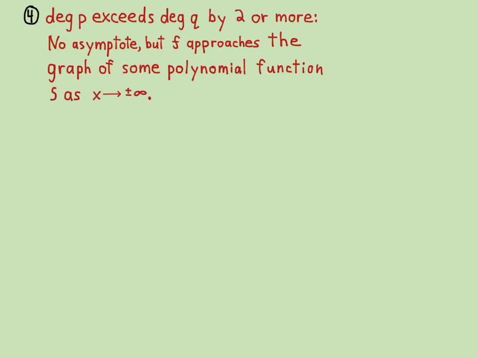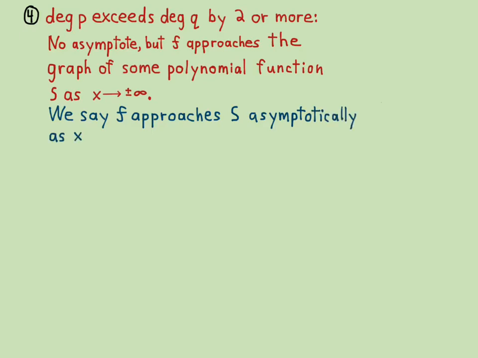So we say f approaches the graph of some polynomial function s as x goes to plus and minus infinity. I just used s for some reason. And we say f approaches s asymptotically as x goes to plus or minus infinity, and it'll approach the same function. And the way you figure out that function is long division.